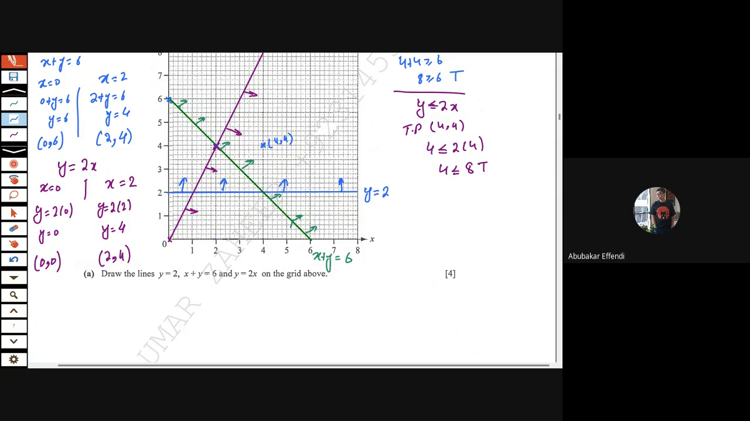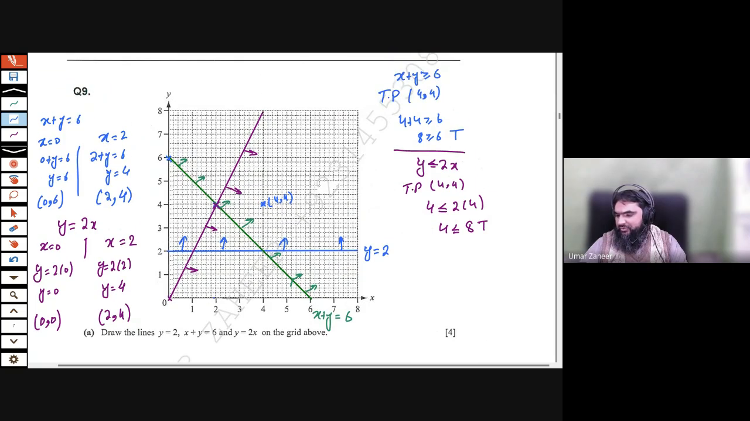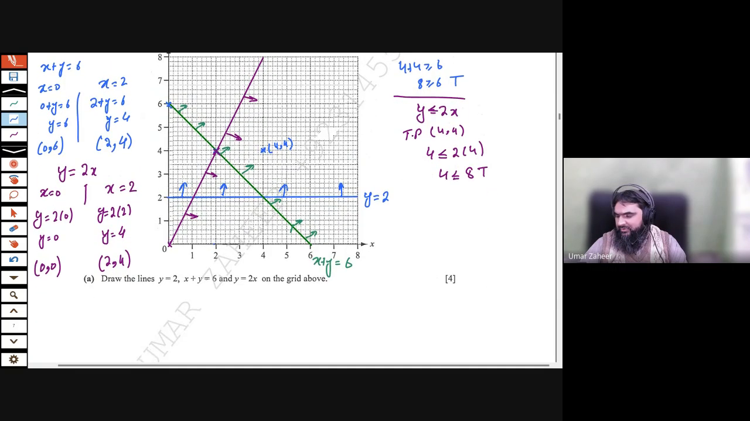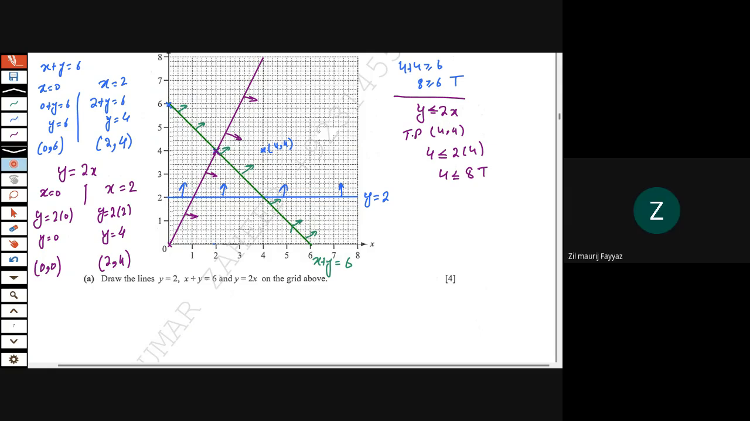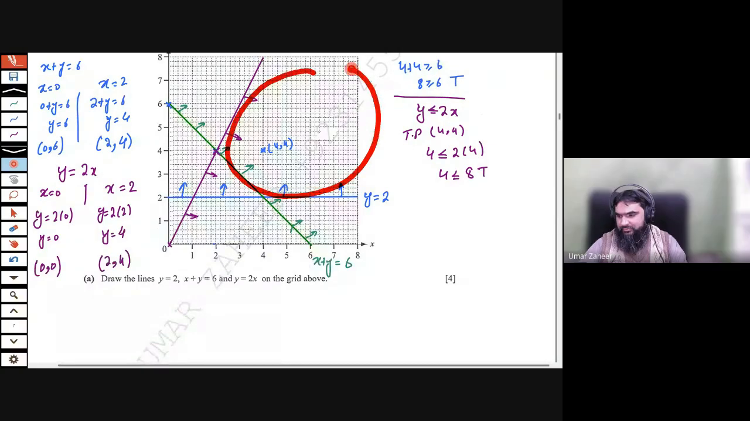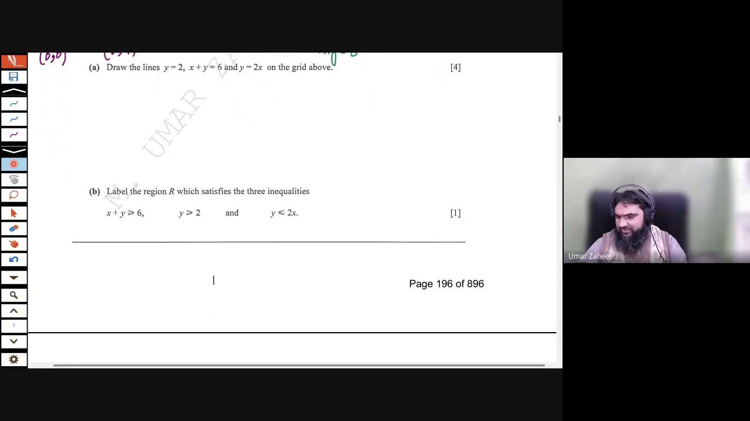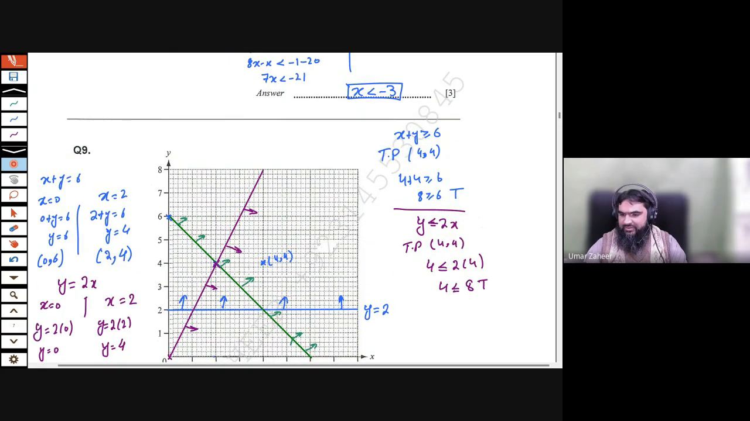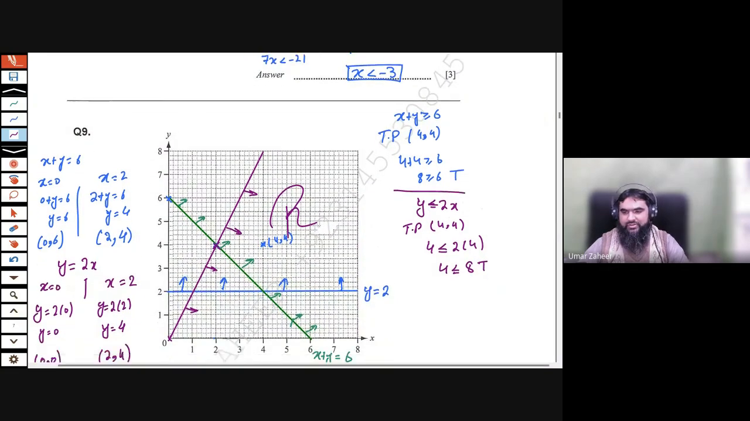All right. So, which region is the required region where all the inequalities will be satisfied? Sir, you know, above where this 4 is written over there? Yeah, this one. So, he says, label R which satisfies the three inequalities. So at this place, we are just going to write R. This is the required region.